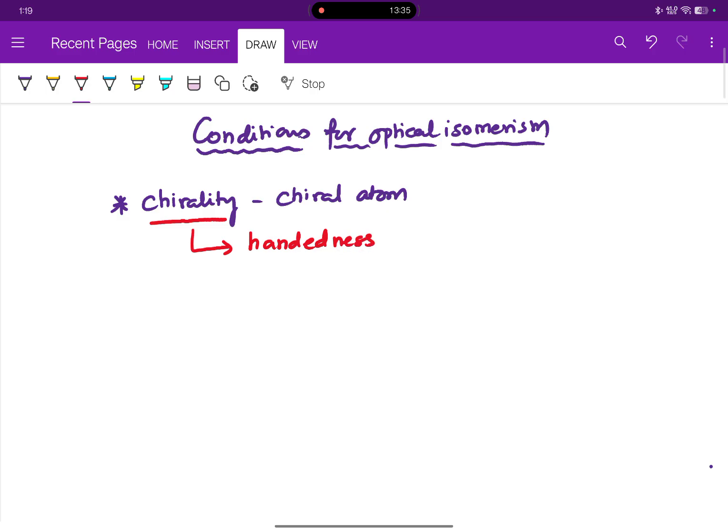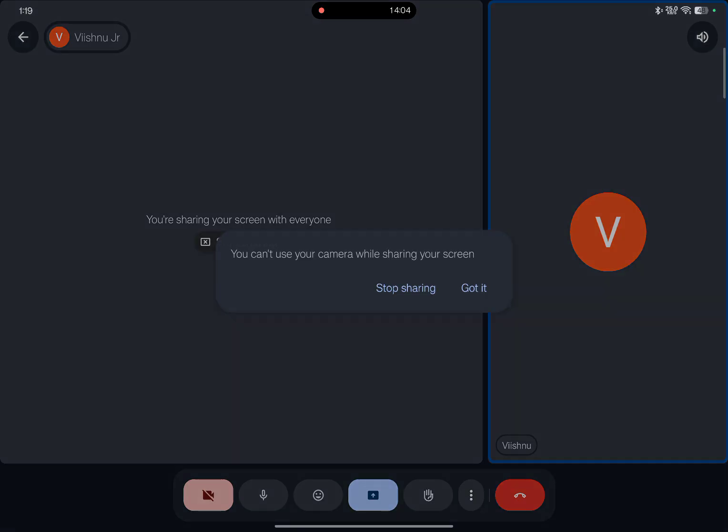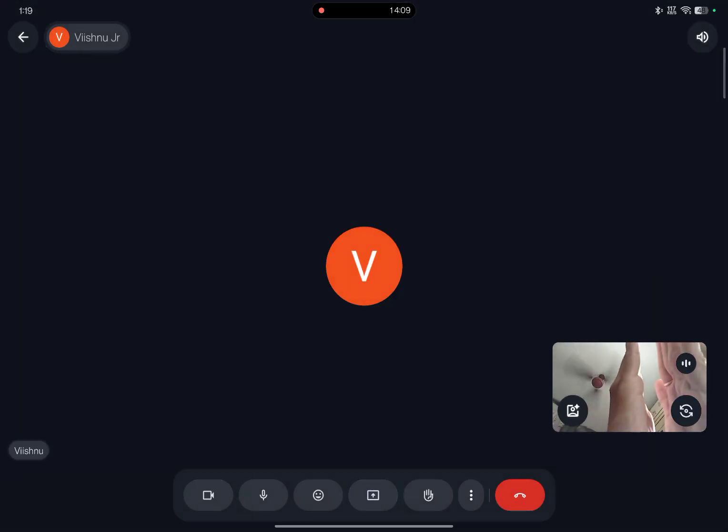So what is chirality? Very simple. It should possess a non-superimposable mirror image. Why is it named handedness? One minute, I will switch on the video. I want you to see my hand. Can you see it? Yes sir. So this is my hand.